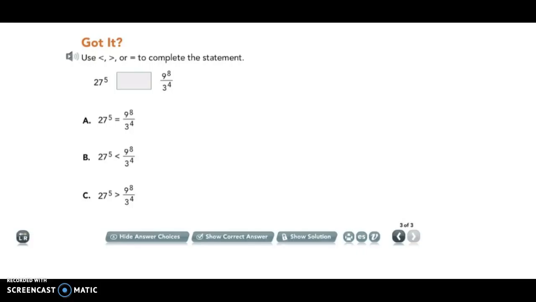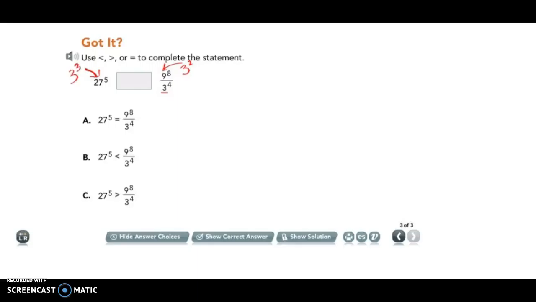Okay, now that you're back, you're going to look at all of your bases, and you're going to find the smallest base. Well, we have 27, 3, and 9. So when we are looking at those, the 3 is obviously the smallest. So then we're going to start seeing, can I make my bases the same? Well, 3 squared is going to be 9, and 3 cubed is going to be 27. So now we're going to go ahead and work those through.